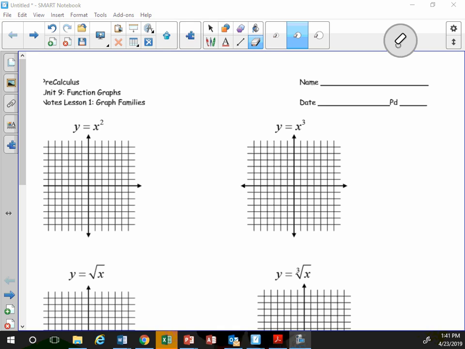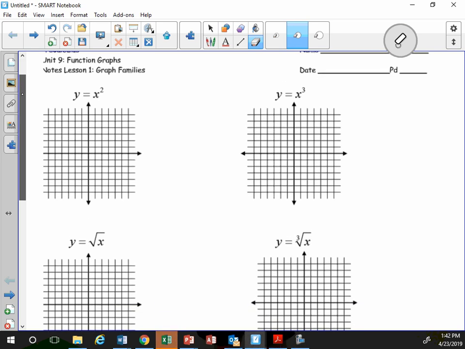This should be reviewed. Okay? Yeah, you should know your parent graphs. So guys, go ahead and make sure your packet's open to this. We're going to go through these parent graphs and the domain and range for each of the parent graphs, okay?